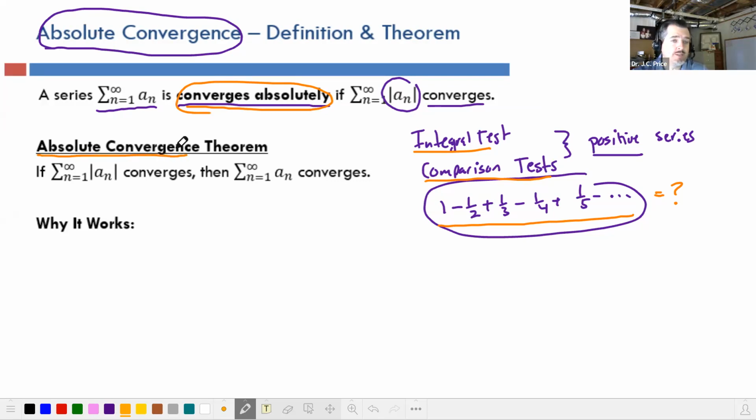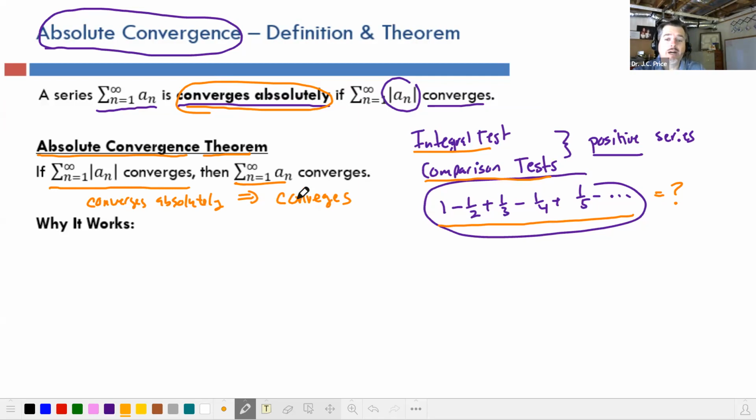The reason it's important is that there's a little theorem here, and it says: if the sum of the absolute values of the a sub n converges, so that series converges absolutely, that implies normal convergence. It implies that the series without the absolute value on the terms will converge. So absolute convergence implies regular convergence.